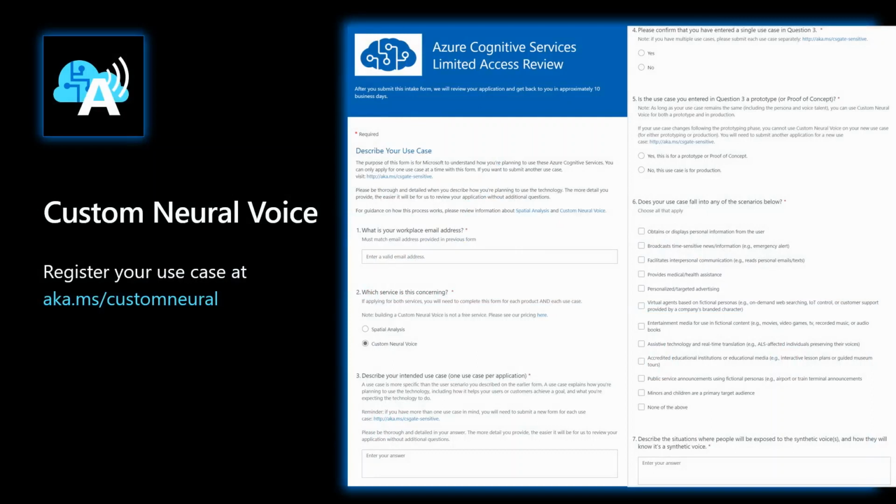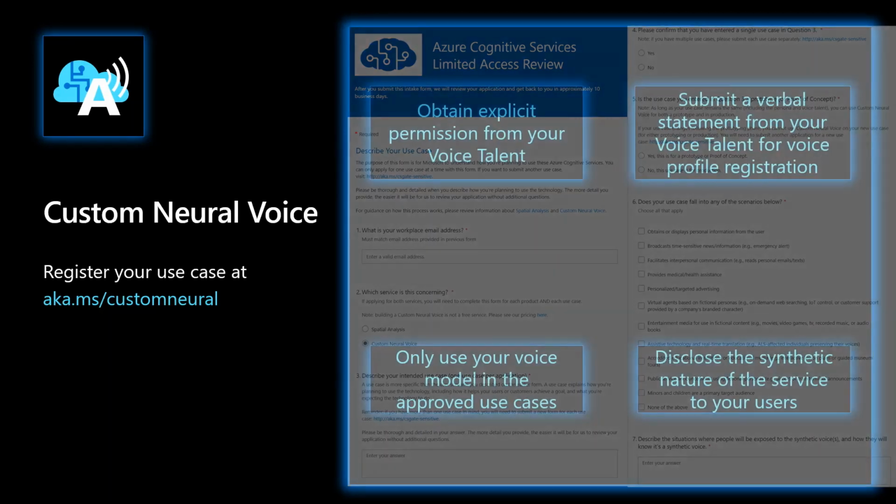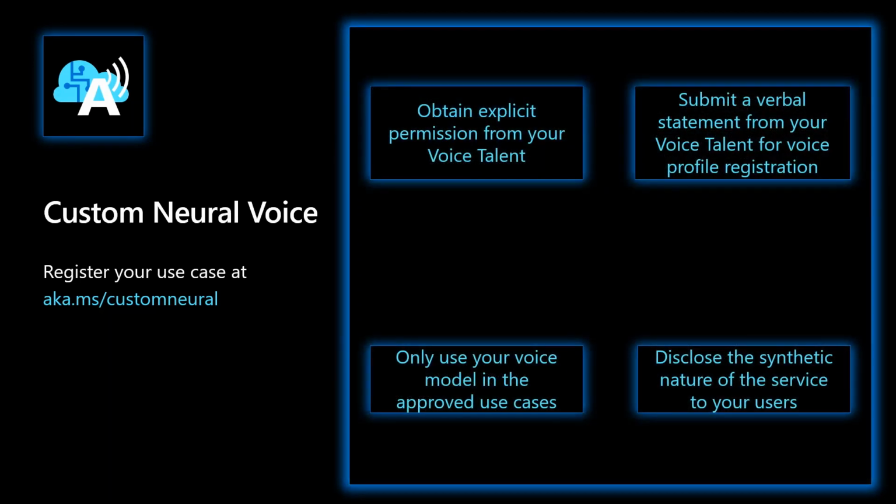Go to aka.ms/customneural. Read the requirements carefully and provide answers with sufficient detail that entails how you will use the service. Microsoft requires every customer to obtain explicit written permission from the voice talent before creating a voice model. In addition, you must not use Custom Neural Voice for certain prohibited use cases and must disclose the synthetic nature of the service to your users upon deployment of the custom voice model.